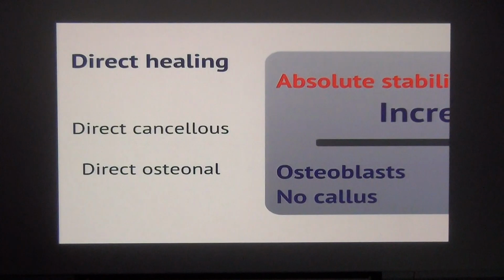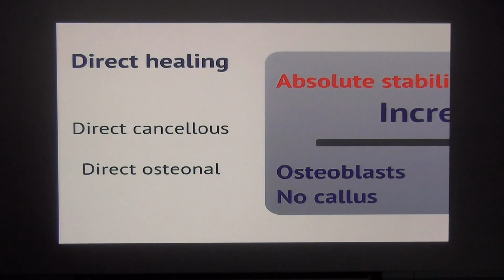On the other end, you get direct healing. So when people ask you a question about bone healing in the exam, you say there are two types of healing. There is healing by callus, secondary healing, and there is direct healing. And direct healing can be direct osteonal, or it can be direct cancellous. And that's what you should have in your mind. One requires strain, one requires no strain. One is going through a cartilage middleman, one is directly to bone.